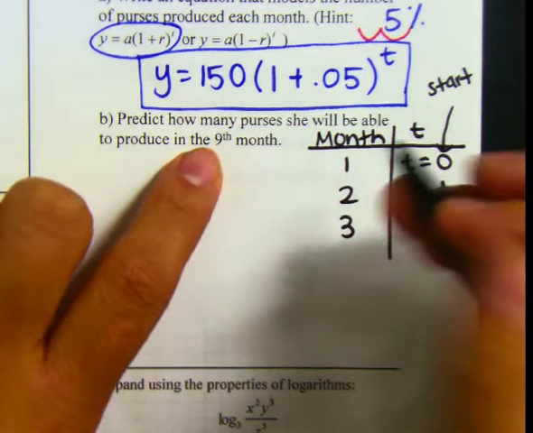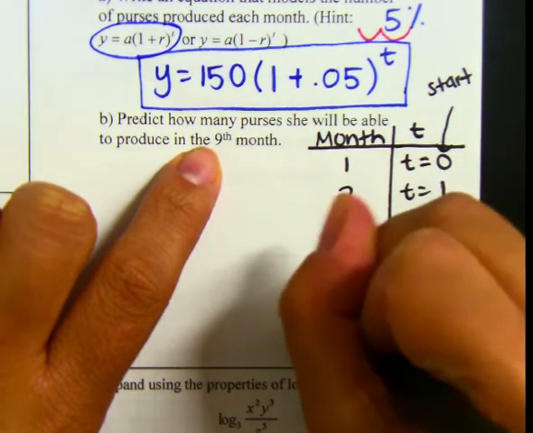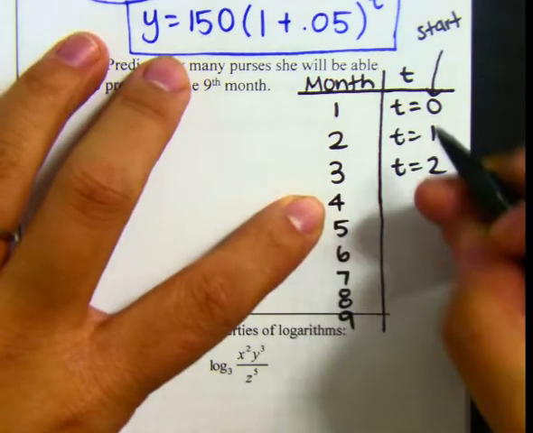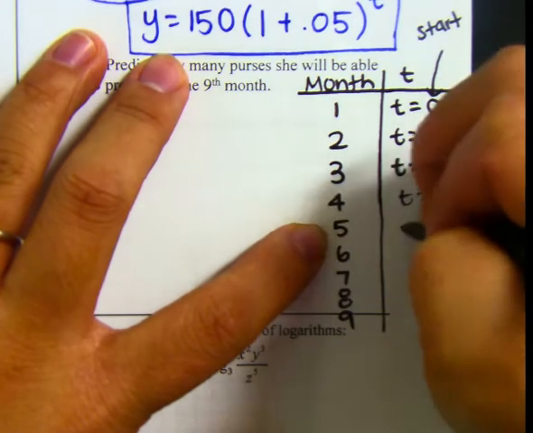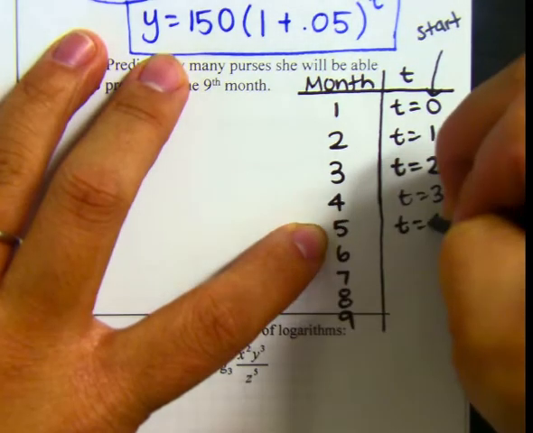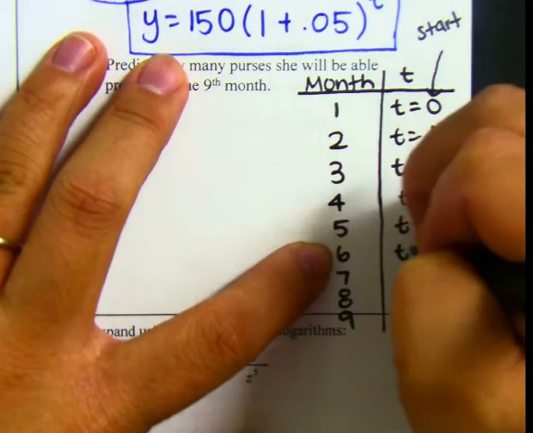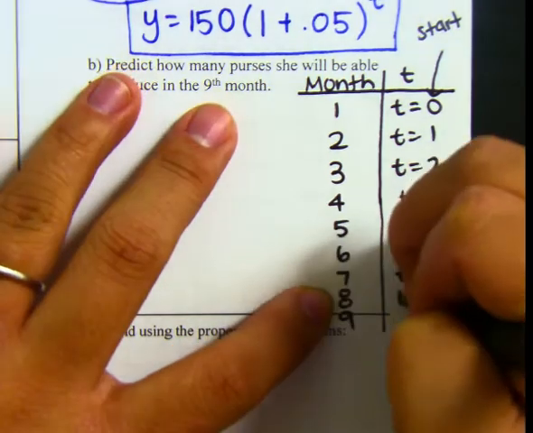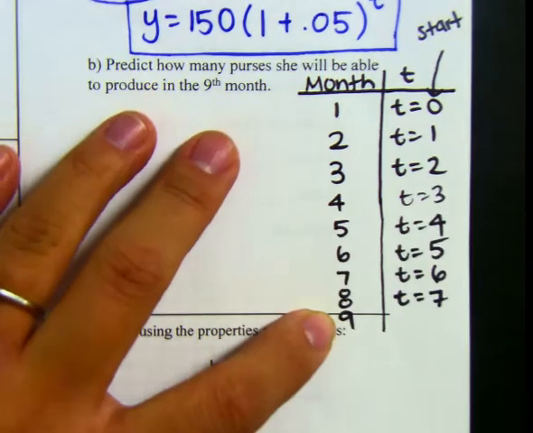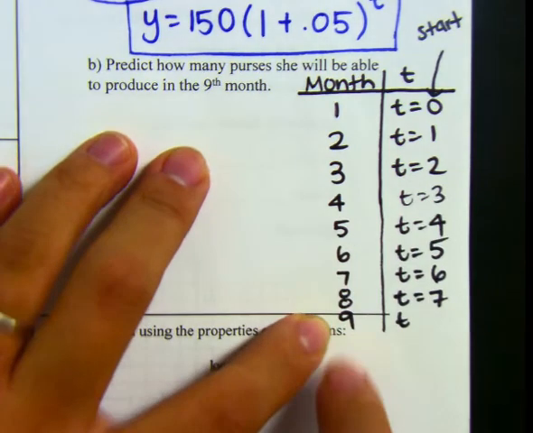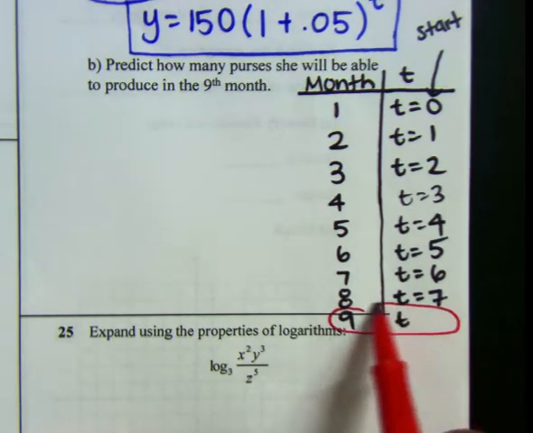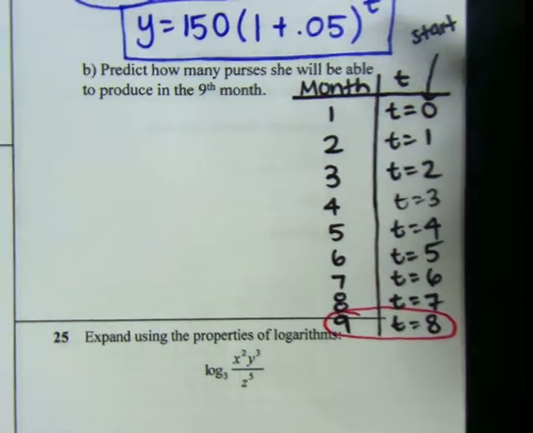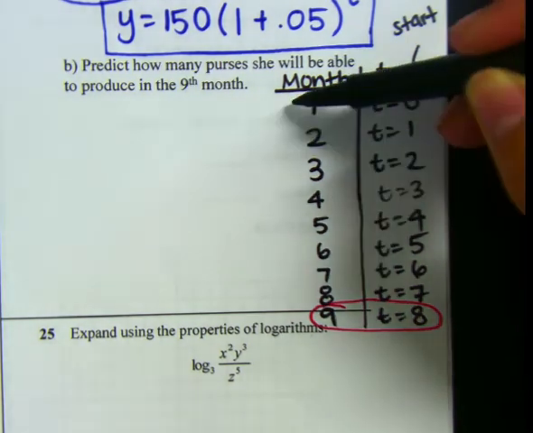Okay, I'm looking for the ninth. So 4, 5, 6, 7, 8, 9. So the fourth month, T equals 3. Fifth month, T is 4. Sixth month, T equals 5. Seventh month, T equals 6. Eighth month is T equals 7. And then the ninth month, which is what we're looking for, T equals 8.